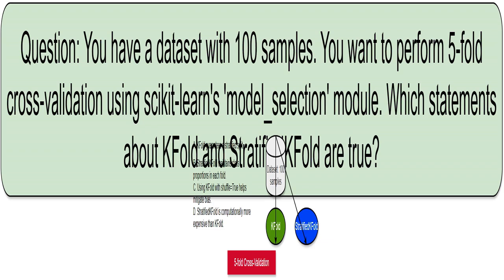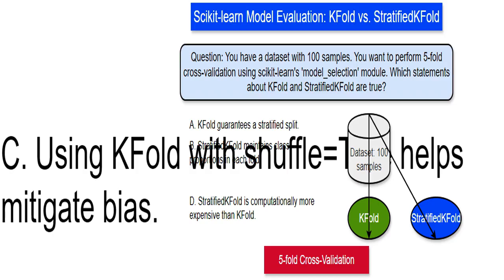Let's analyze the options. Let's say your data is ordered in some way that could skew results. Maybe the first 20 samples represent one distinct characteristic, and the next 20 another. Without shuffling, K-fold might consistently place those similar samples in the same fold, introducing a bias. By using shuffle equals true, we randomize the data before splitting, reducing this risk and ensuring fairer folds. Shuffle is a game changer for unbiased results.